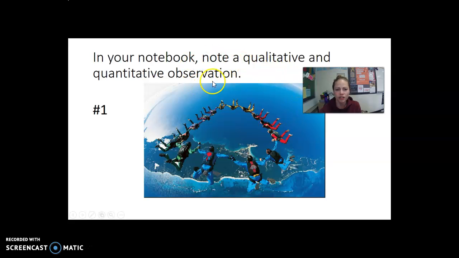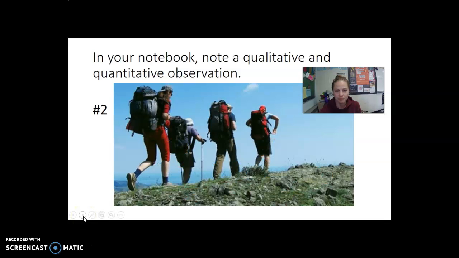Now in your notebook, you don't have to write this big long sentence down, but just write picture number 1 and write down one qualitative and one quantitative observation about this photo. Pause to do that. Photo number 2. Pause me.